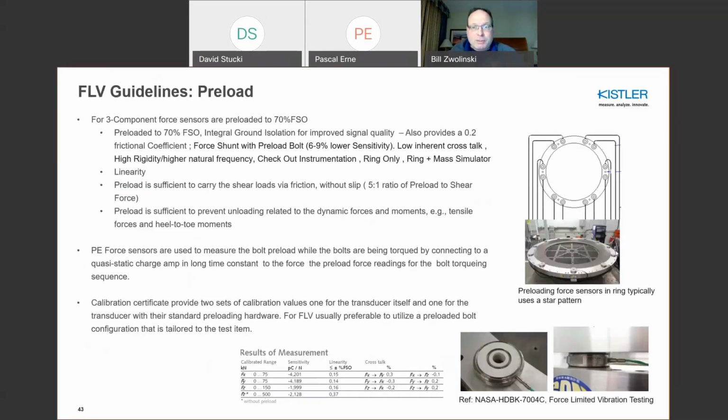As far as preload goes, I just show some examples here on preload, but basically what preload does for 3-component load cells is it's going to give you linearity, it's going to give you compressive and tensile force handling capability, and it'll give you the ability to measure shear forces. Because the sensors themselves have a frictional coefficient of about 0.2, you get a 5-to-1 ratio of preload to shear force handling capability, which is quite profound and allows a wide range of testing without any slippage possible.